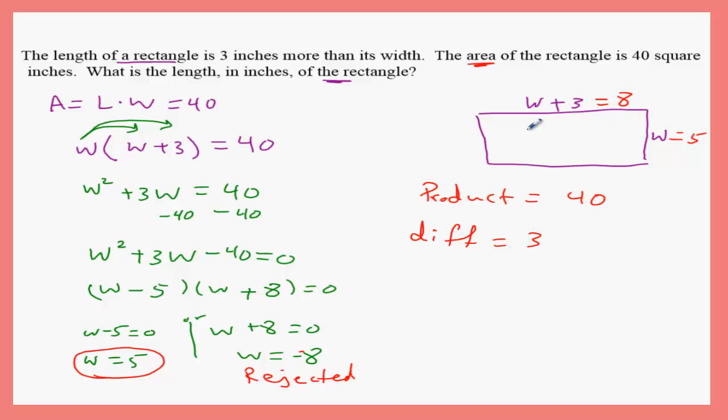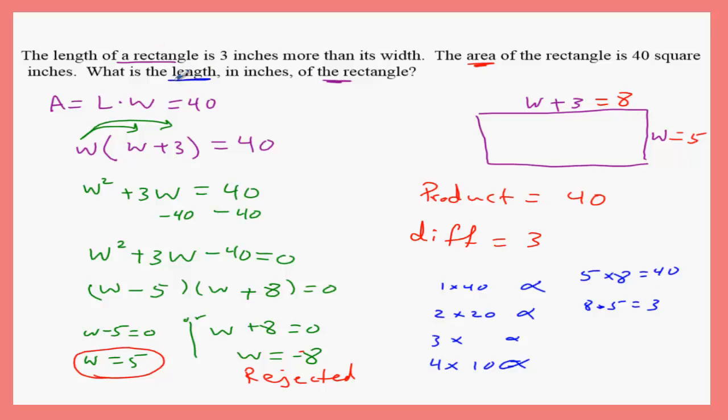What are all the products of 40? Let's list them here. 1 times 40, the difference between them is 39, doesn't work. 2 times 20, the difference is 18, doesn't work. 3 times what equals 40? Nothing, so 3 doesn't work. Try 4. 4 times 10 equals 40, but the difference is 6, that doesn't work. Let's try 5. 5 times 8 equals 40, and the difference between them is 3. 8 minus 5 equals 3. So the two numbers are 8 and 5.